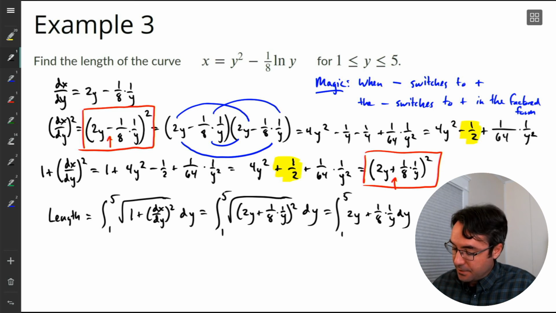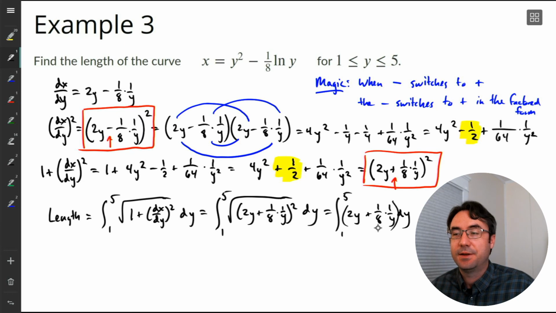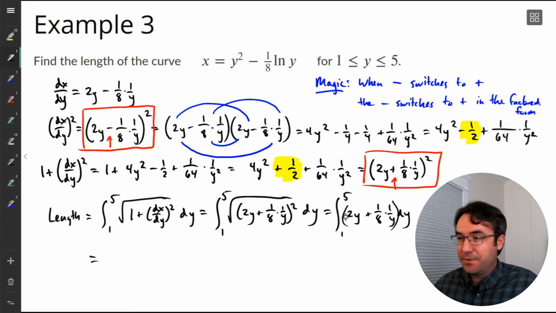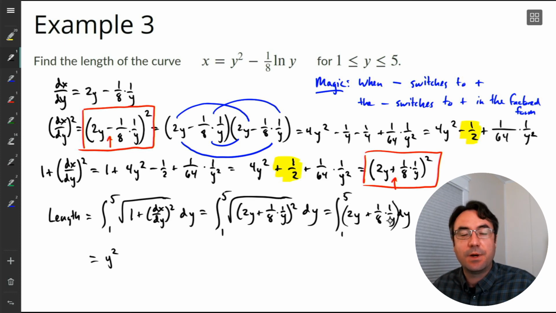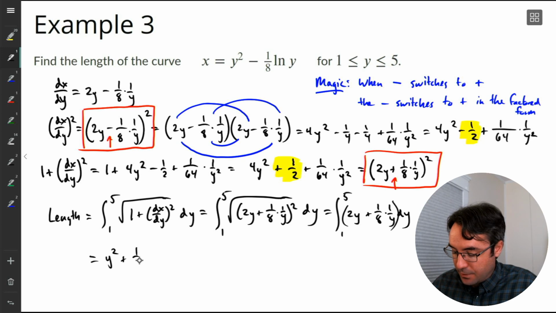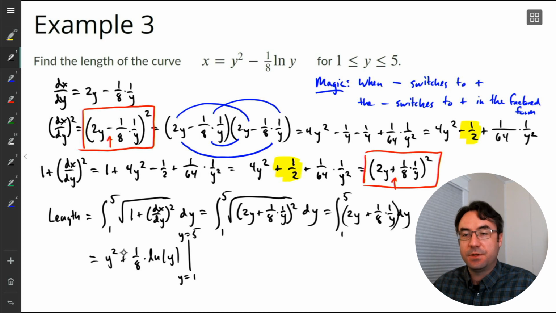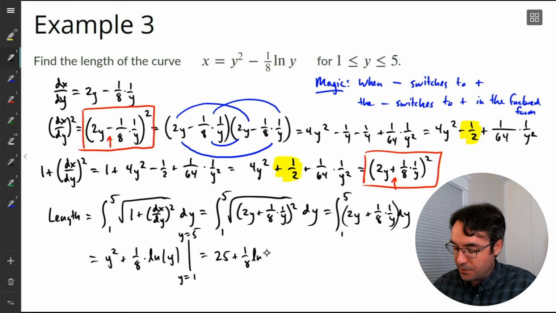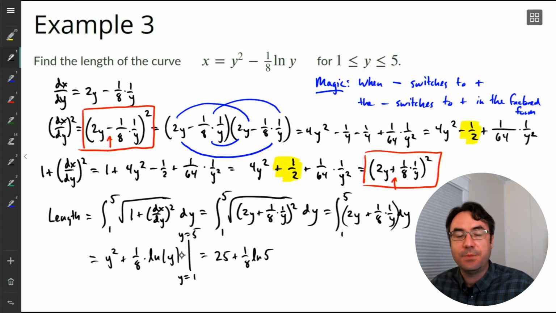And this integral is not too bad. We can do this one. No trig substitution, no u substitution. What's the antiderivative of 2y? Well, it's just y squared. What's the antiderivative of 1 over 8 times 1 over y? Well, that's 1 over 8 times the natural log of the absolute value of y. We evaluate this from y equals 1 to y equals 5. Top number goes in first. We get 25 plus 1 over 8 natural log 5. We can drop the absolute value because 5 is positive.